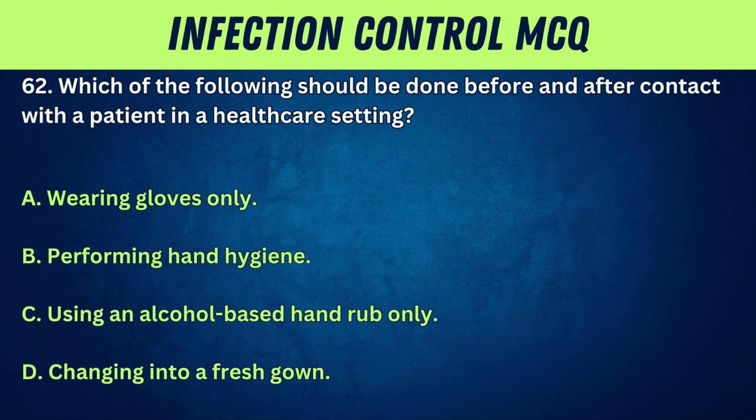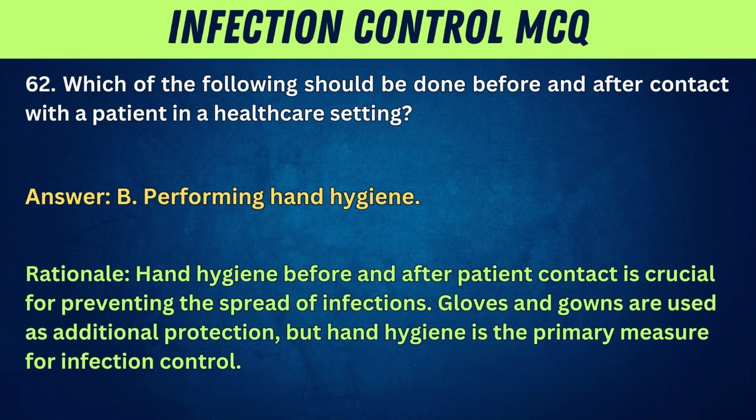62. Which of the following should be done before and after contact with a patient in a healthcare setting? A. Wearing gloves only. B. Performing hand hygiene. C. Using an alcohol-based hand rub only. D. Changing into a fresh gown. Answer: B. Performing hand hygiene.